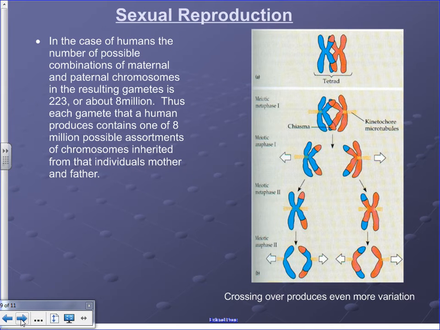In the case of humans, or in essentially any complex animal that reproduces sexually, the combinations of maternal and paternal chromosomes resulting from gametes is 2^23, or about 8 million. So we're saying 8 million possible combinations of the 23 matches of chromosomes. Each gamete that a human produces contains one of 8 million possible assortments of chromosomes inherited from that individual's mother or father. Now, here, guys, this is the crossing over part.